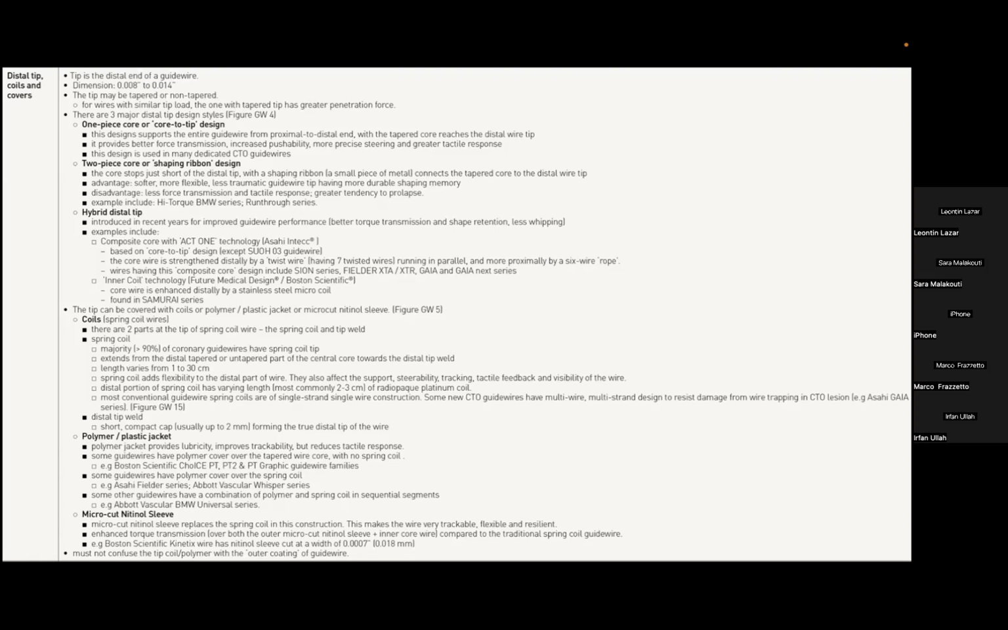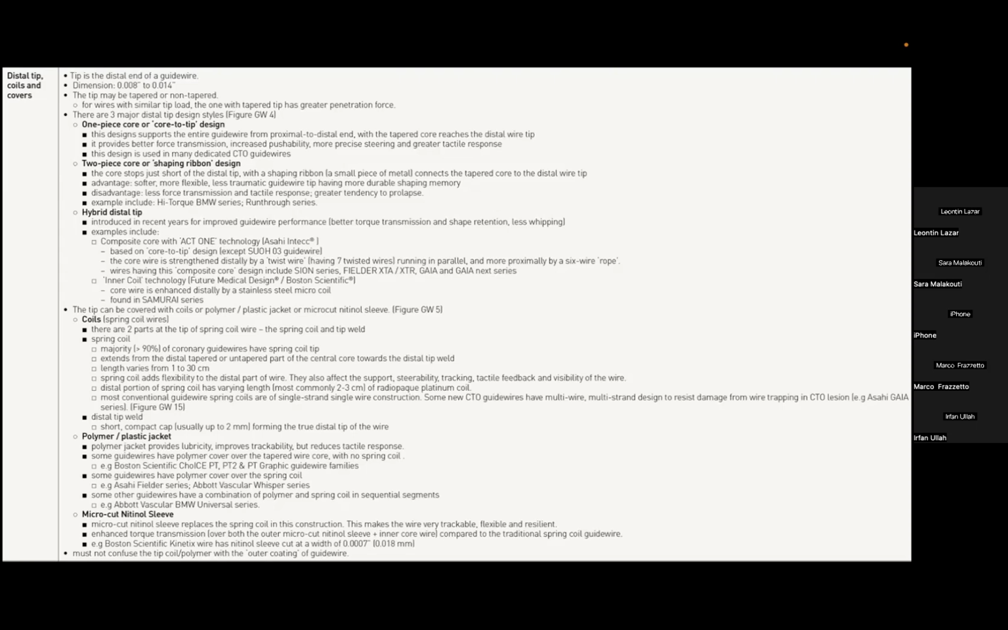The two-piece core or shaping ribbon design, which can be used in wires for not so calcific lesions and in tortuous vessels, or the hybrid distal tip, which can be Act 1 technology introduced by Asahi guide wires, for example, in SOC 3 guide wires, or inner coil. The tip can be covered with coils or polymer or plastic jackets. Every guide wire has some advantages and disadvantages.